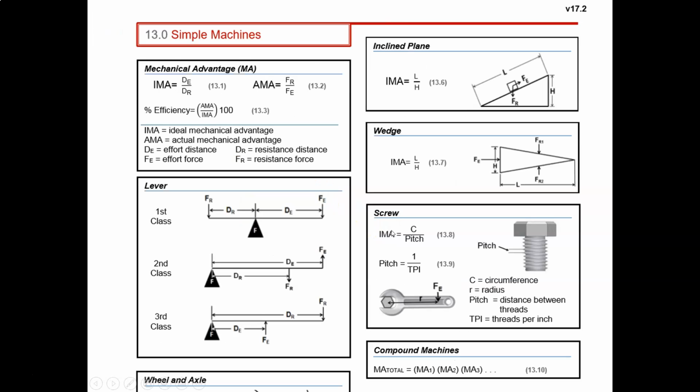On your equation sheet, which hopefully you've got printed off, this is the page that we're going to be focusing on in this unit. The work equation is previous in the equation sheet, but this is really what we're looking at. IMA, AMA, it gives you the different types of levers, and talks about screws and that sort of thing. So that's really what we'll be focusing on this unit.